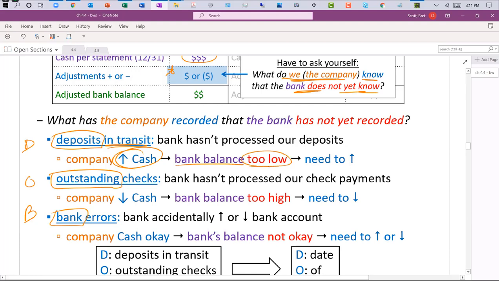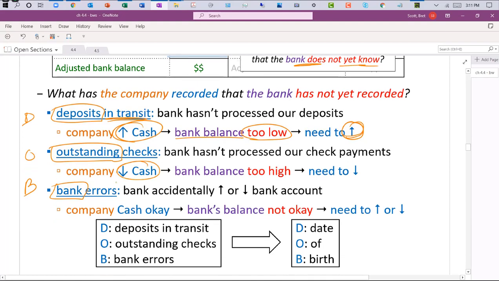Why is it too low? Because they're not showing deposits. Those deposits are going to eventually increase the bank's cash balance. So in the meantime, on our bank reconciliation, we're going to say, hey, it's cool, bank, you have your own information. We'll start there, but we're going to show on this bank reconciliation this adjustment upward for these deposits that you haven't quite yet updated in your system. We're going to make a little adjustment, make a little mark on our bank reconciliation to reflect that.